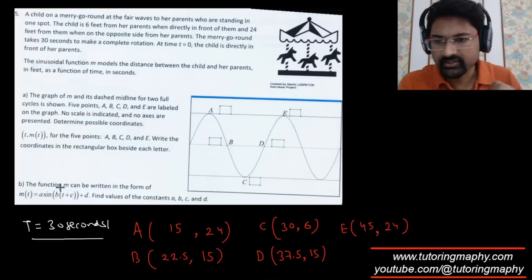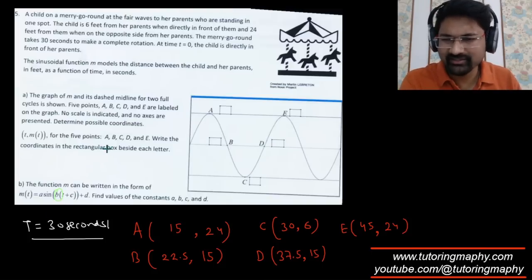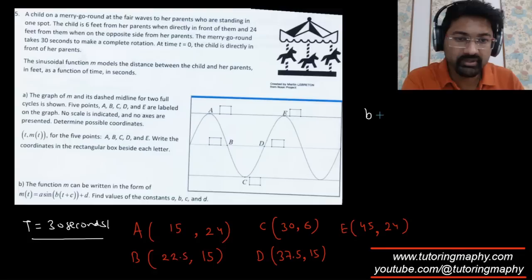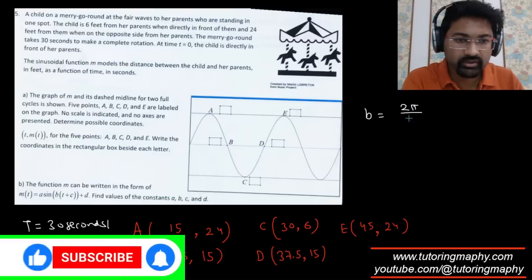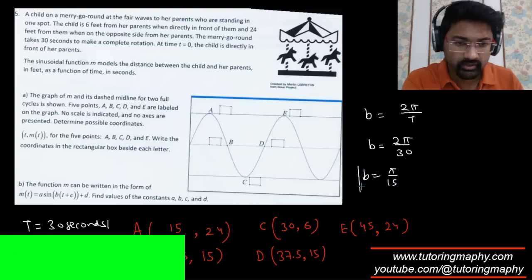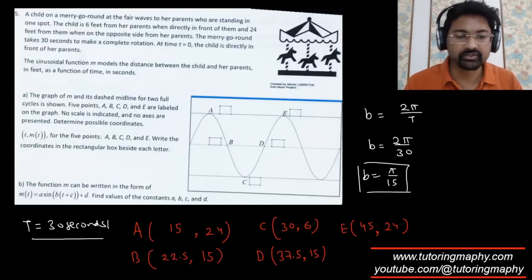Now, the first thing is, don't you think B is the easiest to find? Because B is related to the time period, right? B is nothing but 2 pi over the time period. And we already know what the period is, which is 30. So 2 pi over 30 is what we are looking for, which is going to be pi over 15. So that's the value of B.